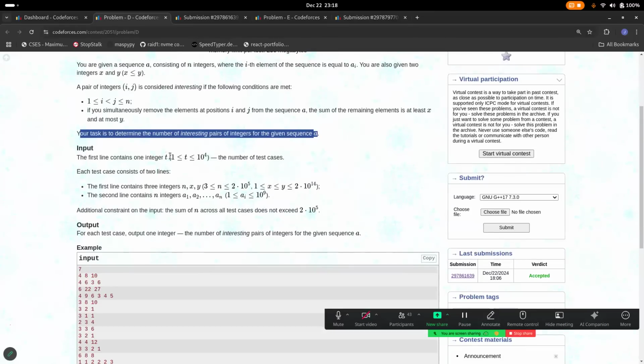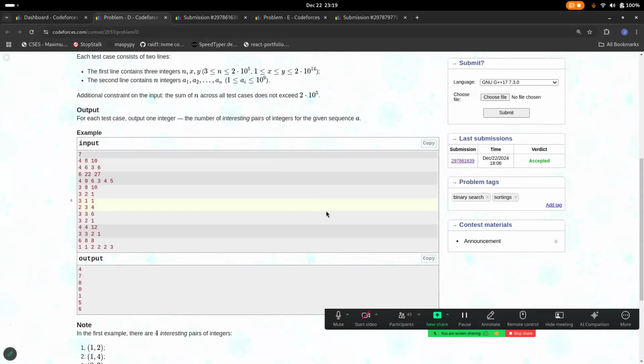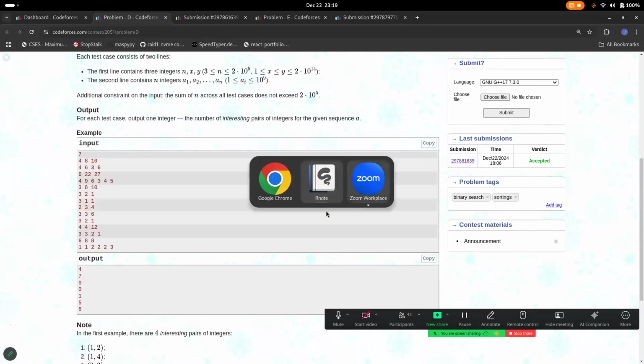So the constraints for this problem were: t is between 1 to 10 power 4, n is from 3 till 2 times 10 power 5. X and Y were pretty big, up to 2 times 10 power 14. A of I was from 1 to 10 power 9. And the sum of n over all test cases doesn't exceed 2 times 10 power 5. So a big O of n or big O of n log n solution would work, but you can't have a solution of something like n squared.